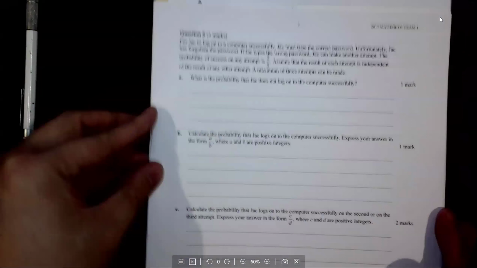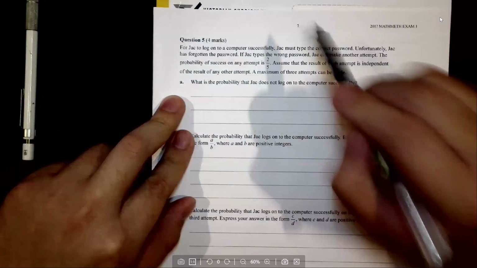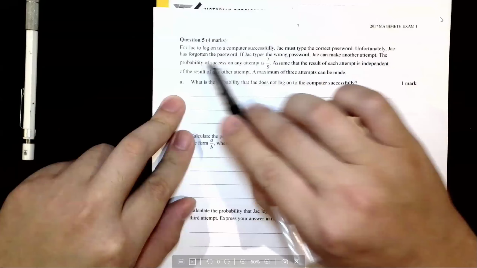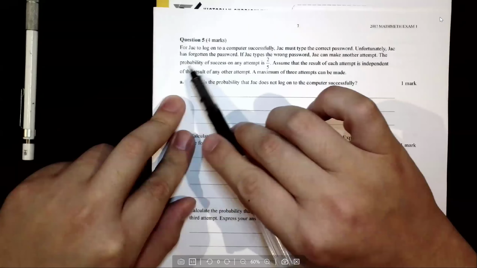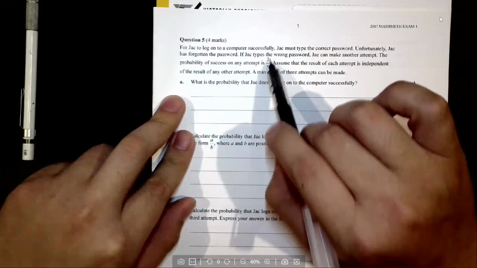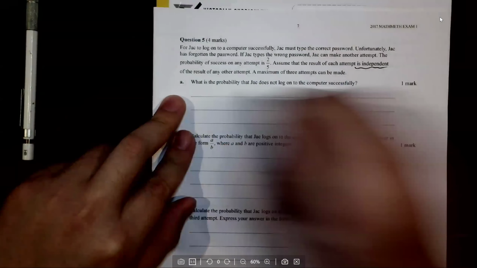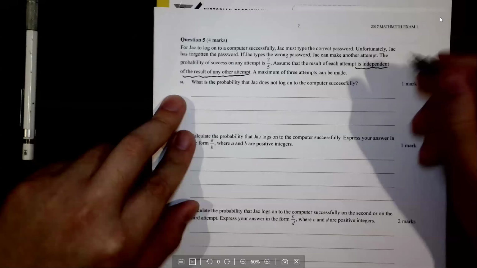Okay, question 5. For Jack to log on to a computer successfully, Jack must type the correct password. Unfortunately, Jack has forgotten the password. If Jack types the wrong password, Jack can make another attempt. The probability of success of any attempt is 2/5. Assume that the result of each attempt is independent of the result of any other attempt. A maximum of 3 attempts can be made.